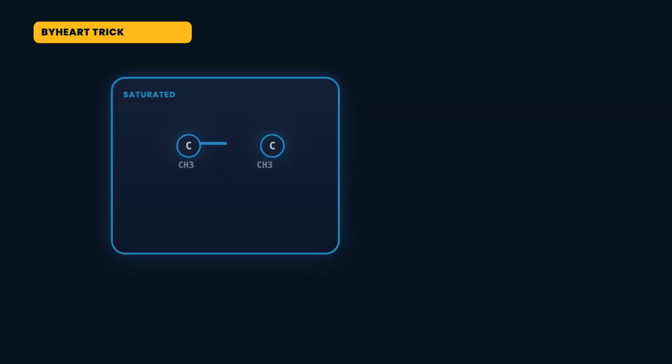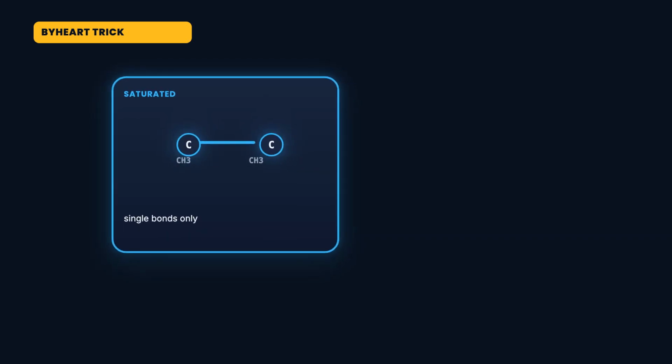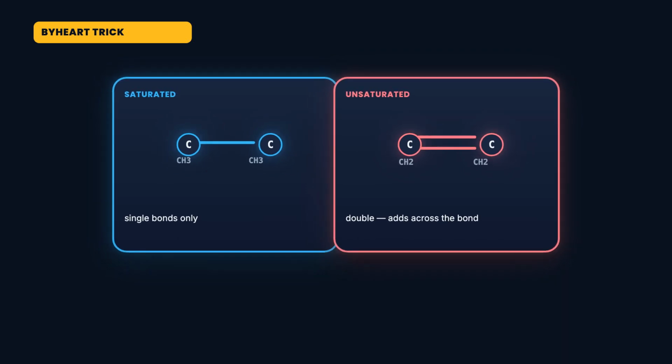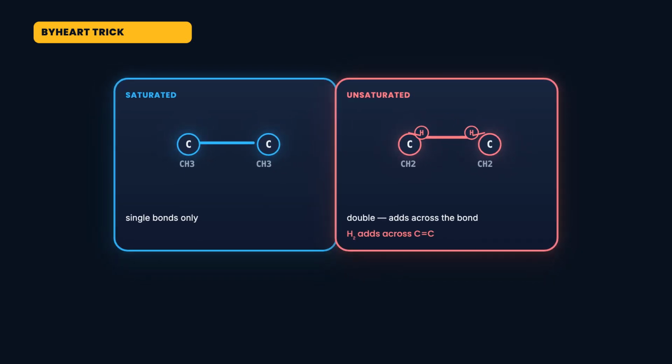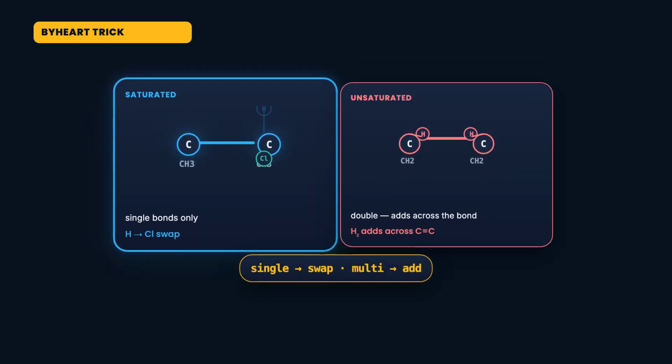2. Single bonds only, saturated. 1 double or triple bond, unsaturated. The unsaturated ones add things. The saturated ones substitute.